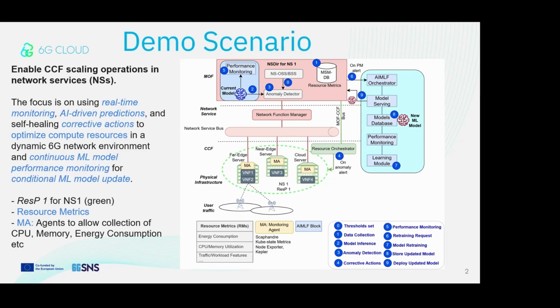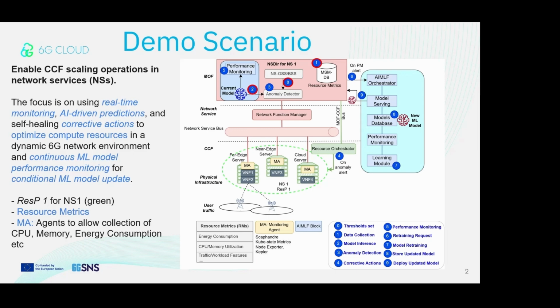Going step by step in the POC scenario, after initializing the threshold used for anomaly detection as step 0, the first step is to collect the time series of the buffer state report (BSR) metric associated with the NS through the Network Function Manager. The collected data are stored in the MOF-sourced monitoring database (MSMDB) in AIMLF. In step 2, the latest metrics are used to infer the pre-trained model for CPU utilization forecasting based on the status of the user buffer.